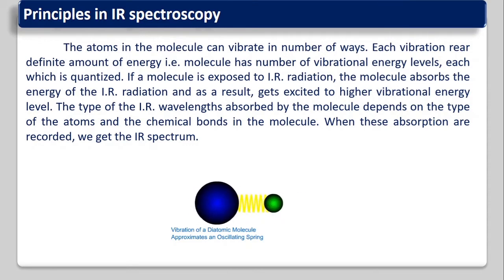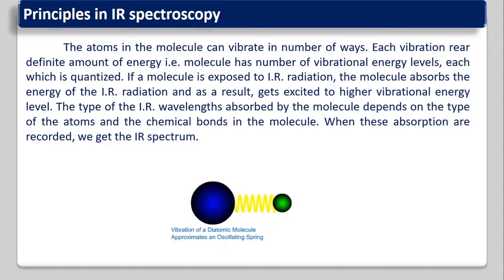These atoms vibrate along their own axis, also along their bonds. So continuous vibration is going on, and each vibration requires a definite amount of energy. That is, the molecule has a number of vibrational energy levels, which are quantized. So each vibration requires a particular amount of vibrational energy that is fixed. If the molecule is exposed to IR radiation and the molecule absorbs the energy of the IR radiation, as a result it gets excited to a higher vibrational energy level.